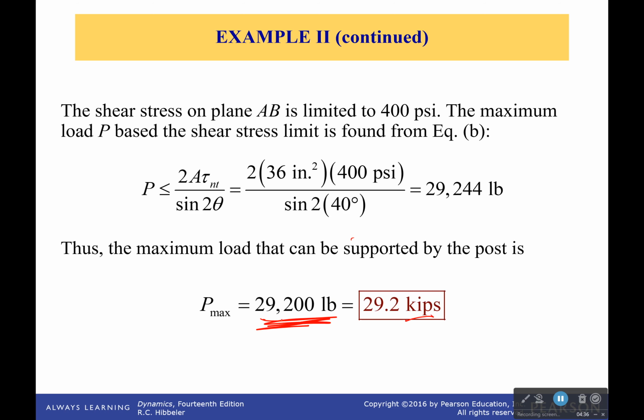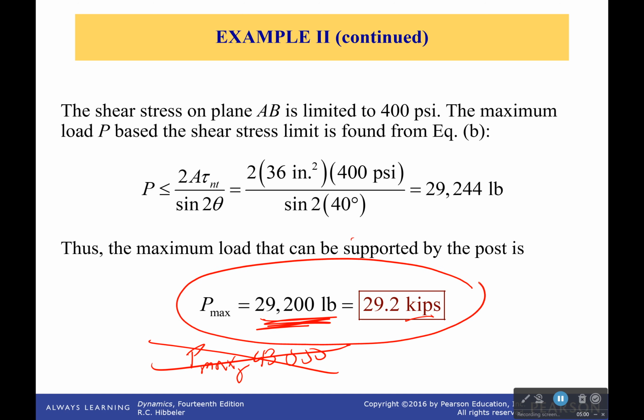And you see that this is significantly less than we had before. The P max for the normal stress was 43,000 pounds. Oh, sorry, I want to say the normal stress. So what we see here is that we could not use this condition. It would fail way earlier than we would think. So we have to use the weaker condition. This one is less, and therefore that one would be the controlling condition. And our answer would finally be that P max is 29.2 thousand pounds.